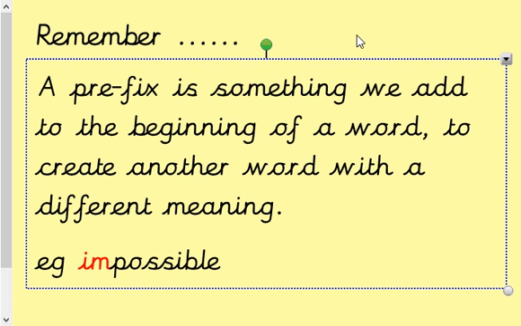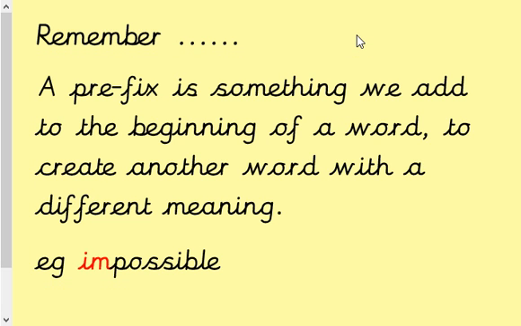Okay, remember, a prefix is something that we add to the beginning of a word to create another word that might have a different meaning. For example, this morning I've got "possible" up on the screen. And if I add "im" to the front of it, it turns the word on its head. It turns it into an opposite meaning. So if something is possible, we could do that. If it is impossible, there's no way it can be done. So that "im" means not possible.